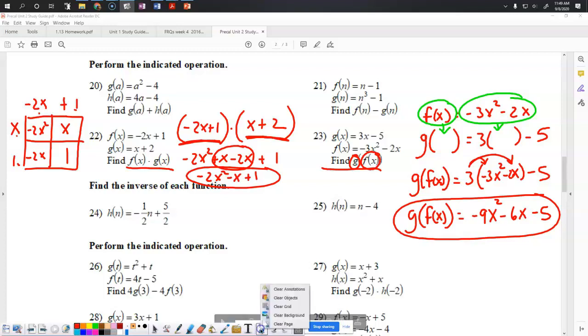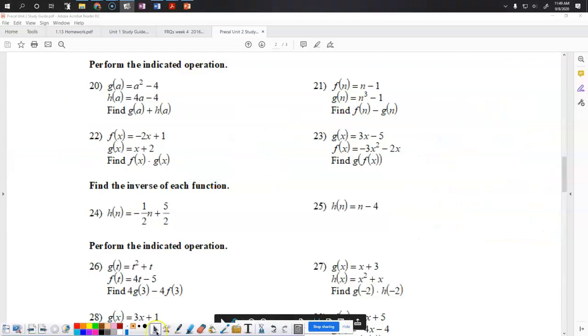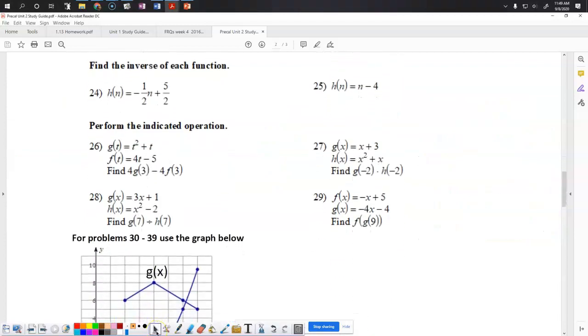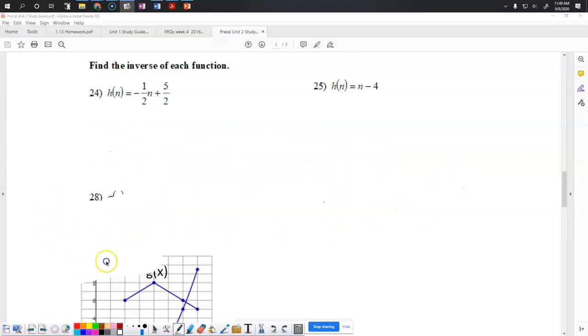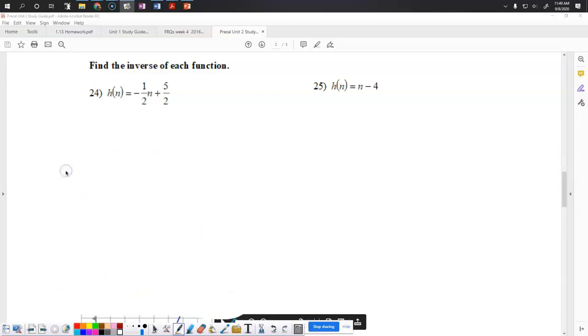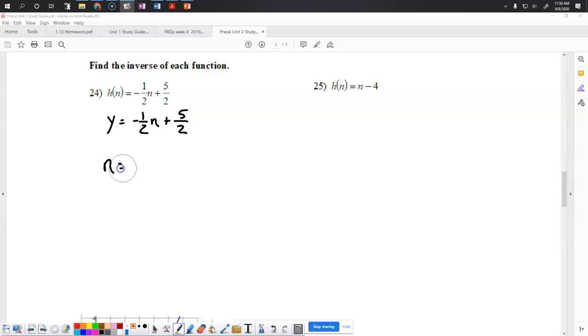All right. Let's continue our talk about equations here. So for number 24 and 25, what we're doing is we're finding inverses. What we talked about when we're finding inverses is the first thing that you want to do is replace the f of x, or in this case h of n, with a y. Just some single letter. It just makes it a little bit easier to work with. The next thing you do is you switch the letters around. And then the next thing you do is you try to get the y by itself again.